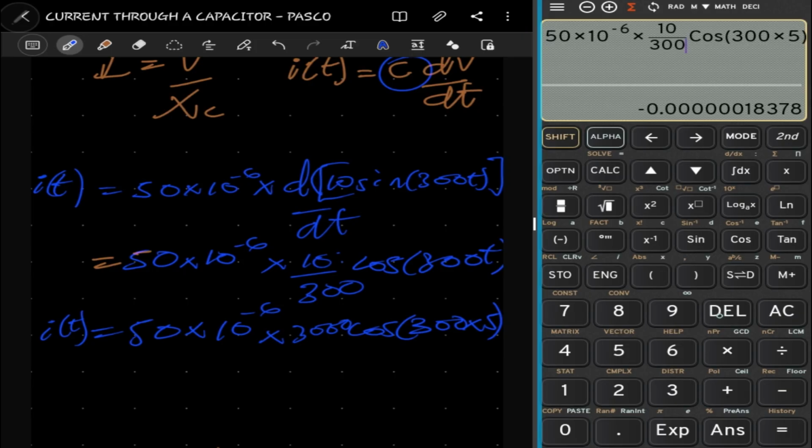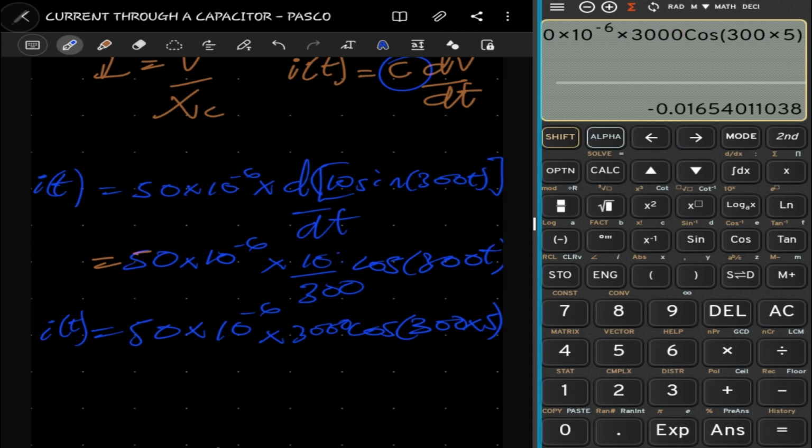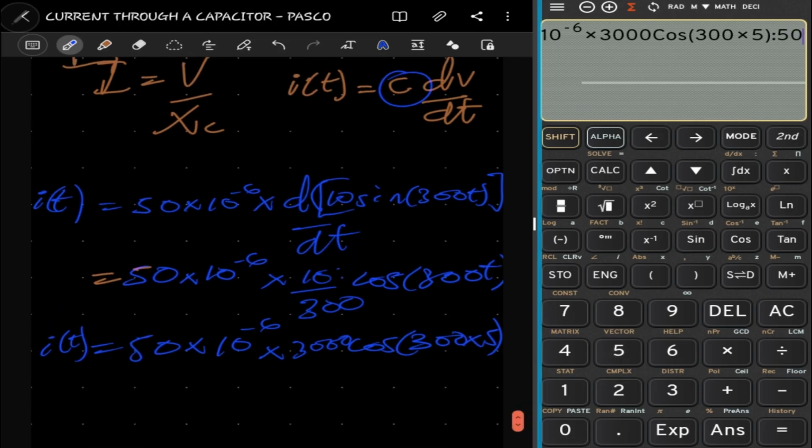We can confirm that when we do the derivative directly, so check that. If you are punching it directly, that will be 50 times 10 to the power minus 6, times the derivative, and the function we have is 10 sine.